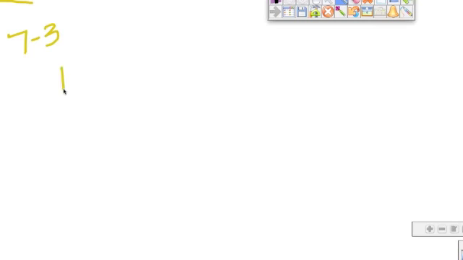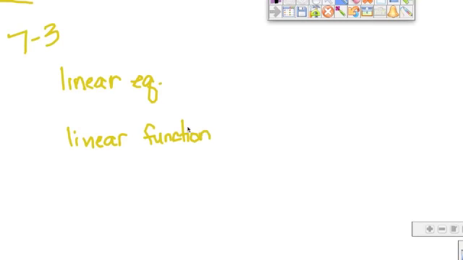We have linear equations versus a linear function. In order to understand this lesson, you kind of have to understand these two differences. A linear equation is going to be the ordered pair that you get from solving a problem. The equation is called the linear equation.